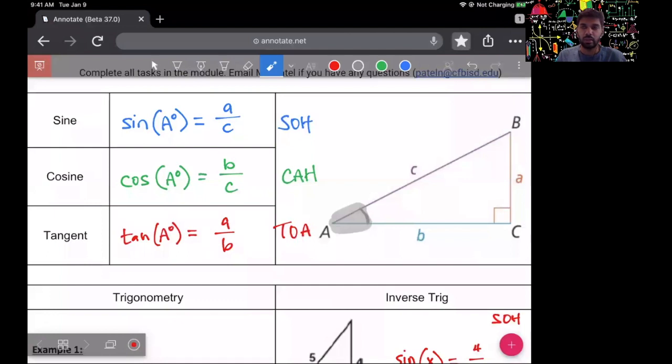Okay, so once again, just to recap, we're talking about sine, cosine, and tangent: SOH, CAH, and TOA. You can definitely use your calculator. Just go to desmos.com/calculator and you'll be able to use those three to help you solve the problems.